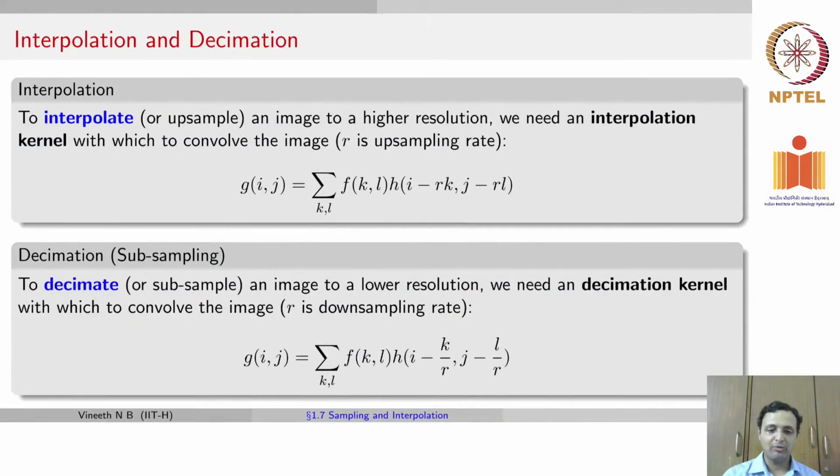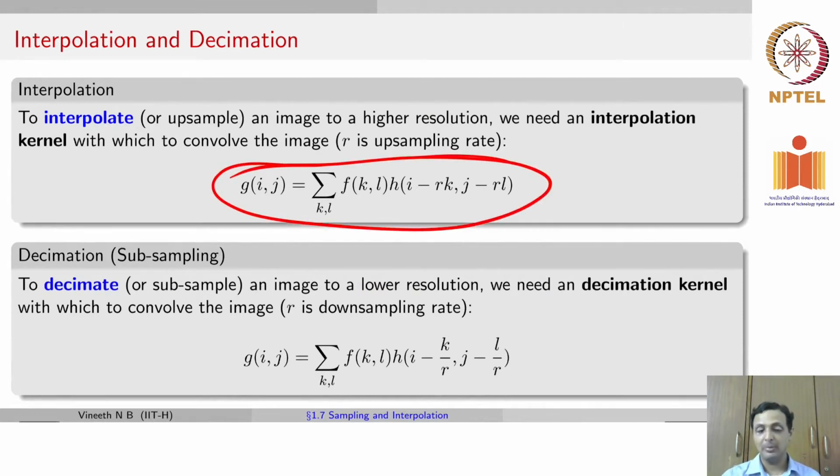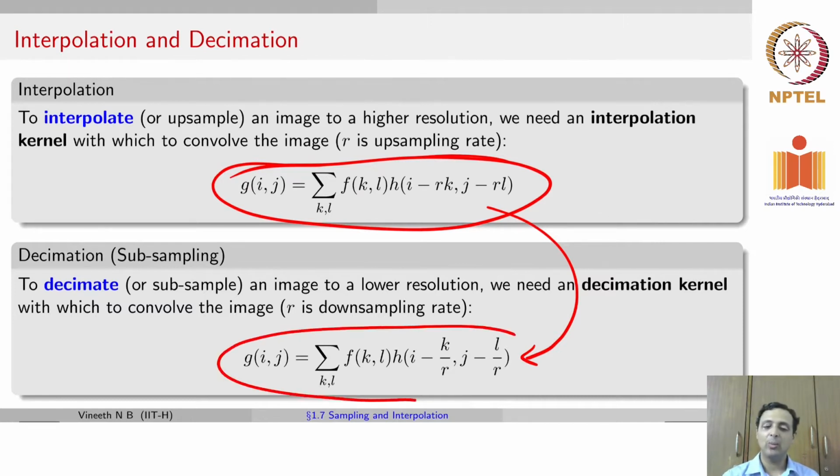Just like how we defined interpolation, you can also define the complementary operation of it, which is decimation. Decimation means subsampling. While we saw subsampling so far as simply omitting every other pixel, where if you do Gaussian pre-filtering you also ensure that you get a smoother output, you can also achieve subsampling using a convolution-like operation, where it would be very similar. The only thing is, instead of rk, you're going to have k by r and l by r here, because you now want to subsample and not interpolate.